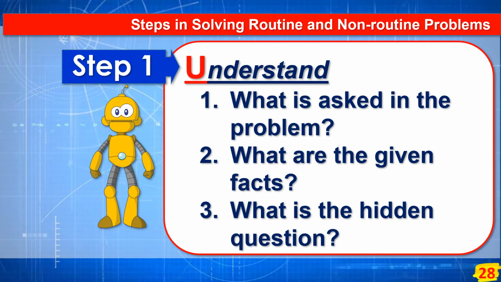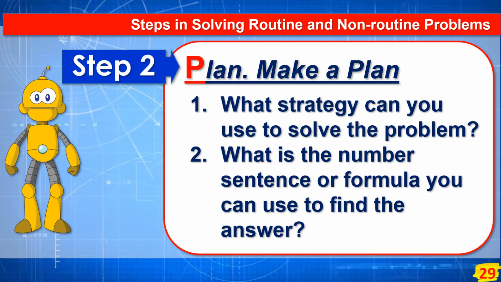For step 1, U stands for understand. Under this, you have to answer the questions. What is asked in the problem? What are the given facts? What is the hidden question, if there is? Step 2, P. P is for plan. Make a plan. Under this, you have to answer the questions. What strategy can you use to solve the problem? What is the number sentence or formula you can use to find the answer?